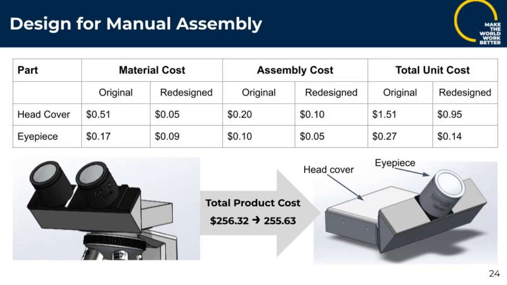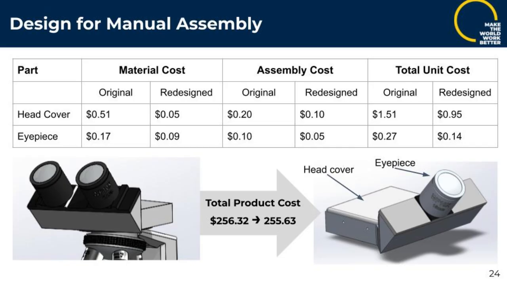Cost calculations were done for the original product, and then design for manual assembly was performed on 2 parts to reduce their individual cost and therefore the cost of the overall product. The head cover, which performs the function of protecting the optics, was selected for redesign because in the quadchart this part was found to have high manufacturing and assembly cost, but relatively low importance.